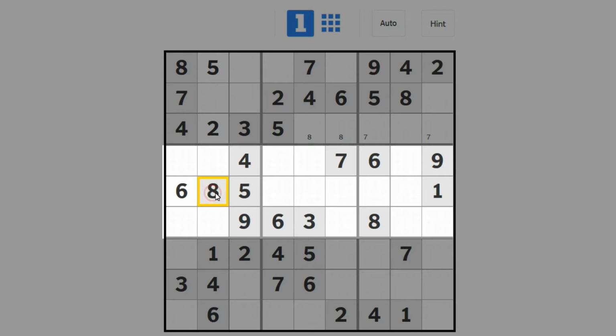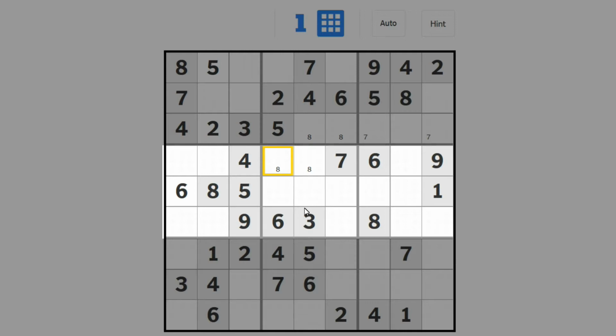Okay, number 7 only appears 1 time. Number 8 appears twice here and here. That means we need a number 8 in this block, and it can go in this cell or in this cell. We can't eliminate the cells because there are no 8s in the columns, so let's change this to candidate mode and put a number 8 in this cell and a number 8 in this cell.